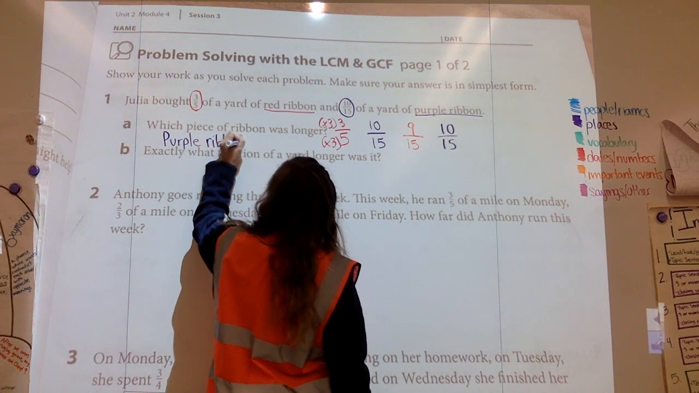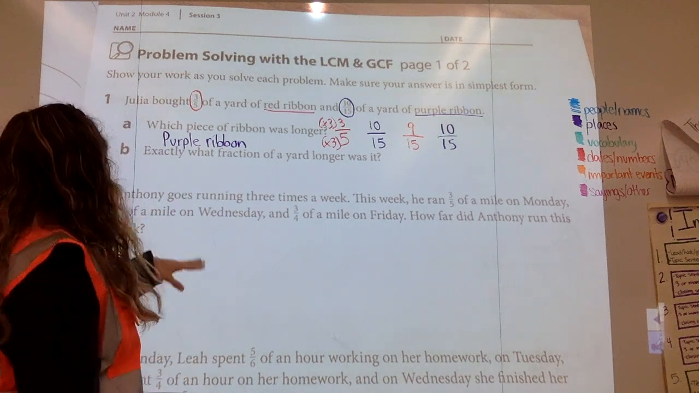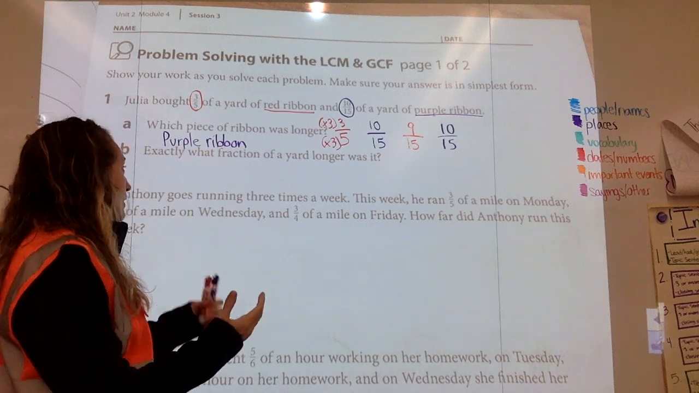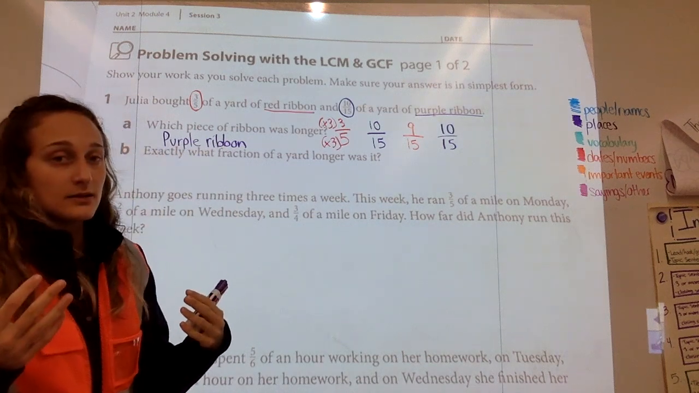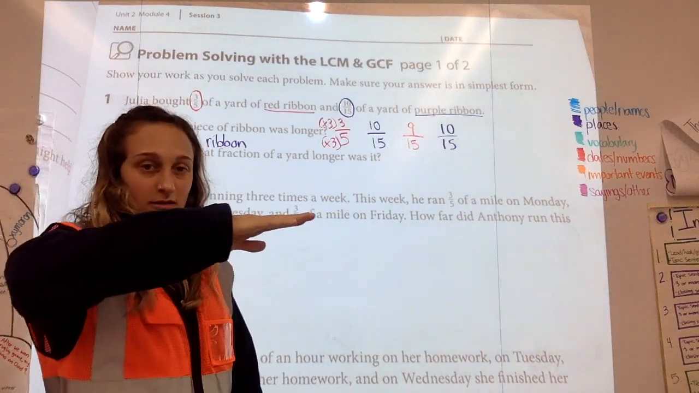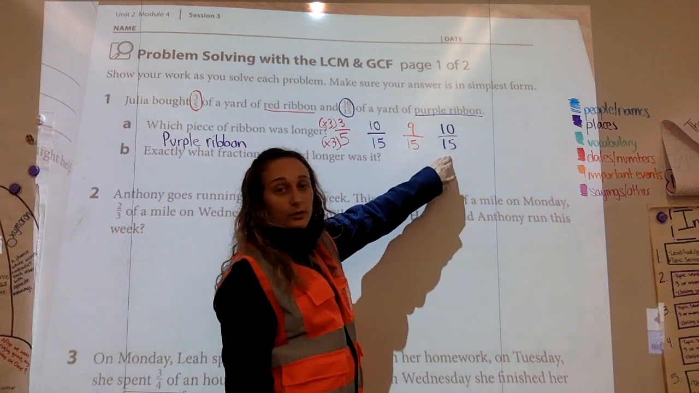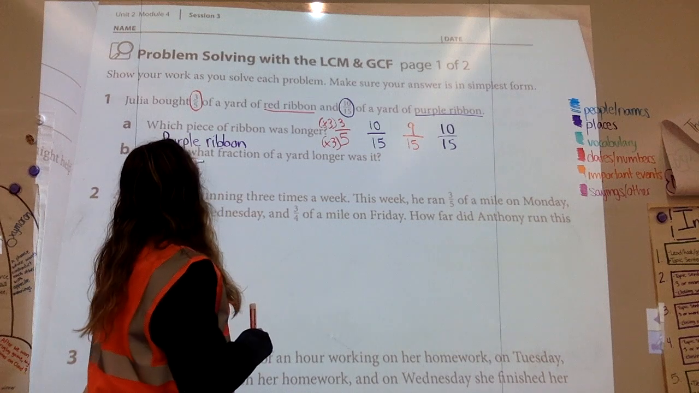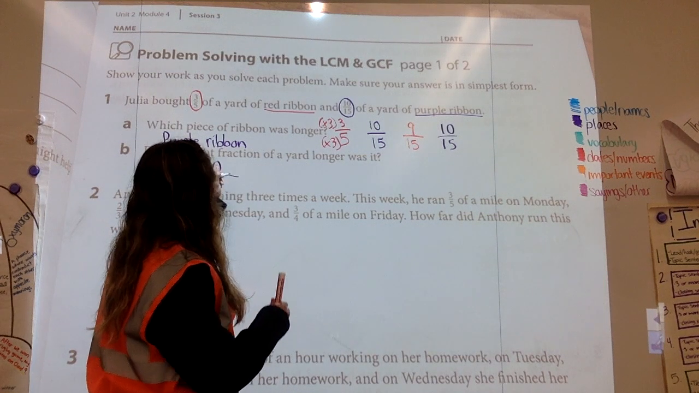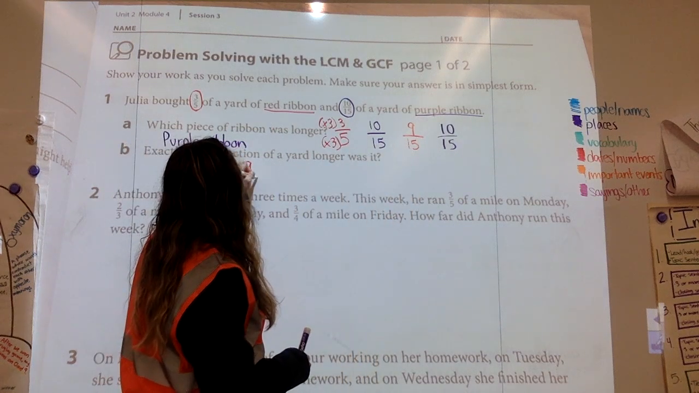Now, I'm not done because there's a B. Exactly what fraction of a yard longer was it? All right. So all that means is I need to, if you remember, subtract. Have your subtraction sign out. So I'm going to need to take the bigger number first, which is 10/15, and subtract our smaller number, which now is 9/15.